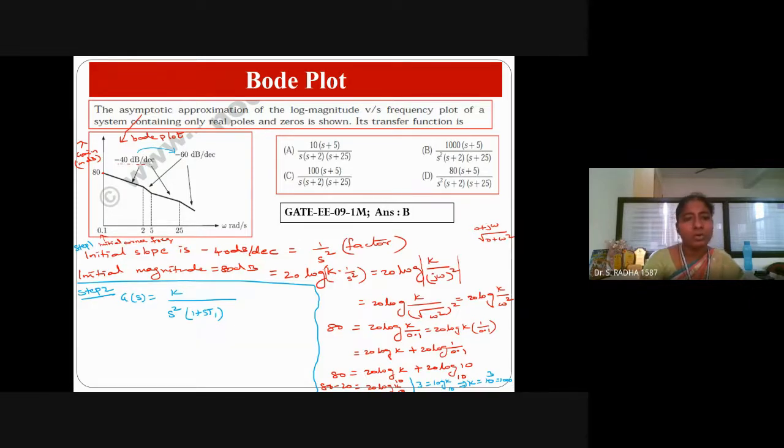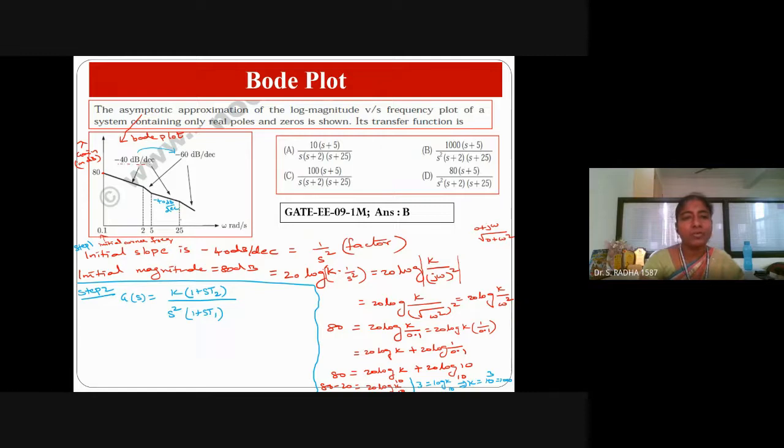So now minus 60 is completed. This is minus 60 dB per decade between 2 to 5 on the x-axis. After 5 you can see again minus 40 is the slope. Minus 40 dB per decade is the slope, which means from minus 60 it is becoming minus 40, so we have to add plus 20. Plus 20 is given by a numerator factor, so I will add 1 plus st2. I am adding a numerator first order factor.